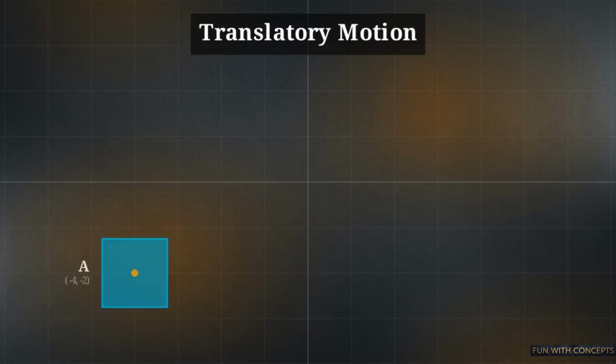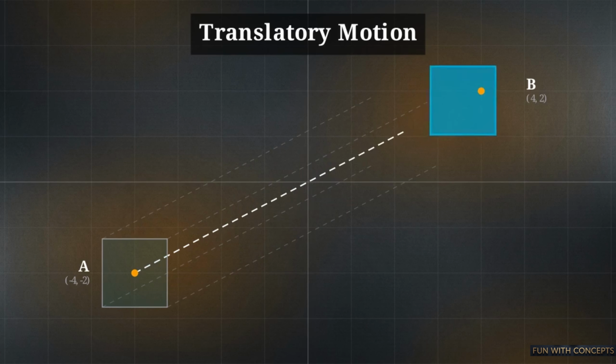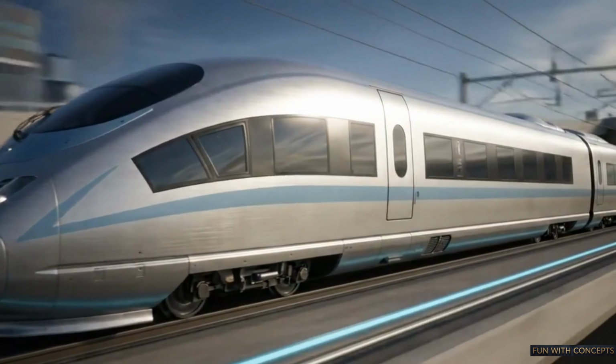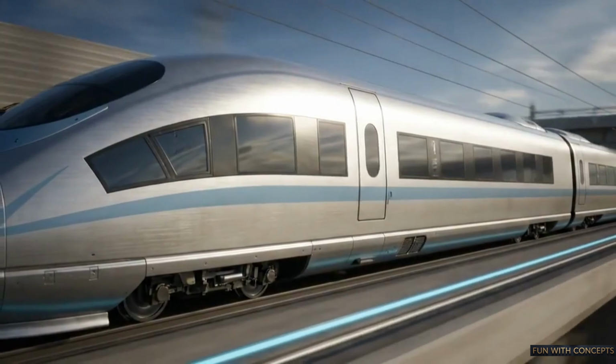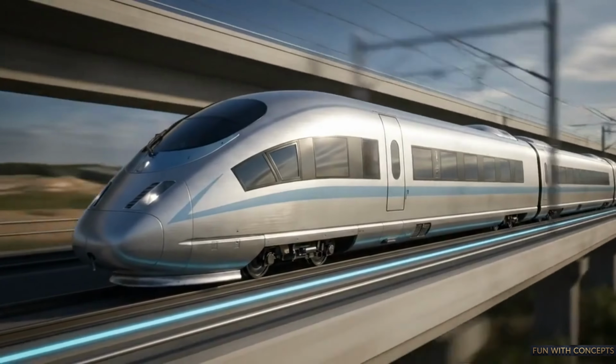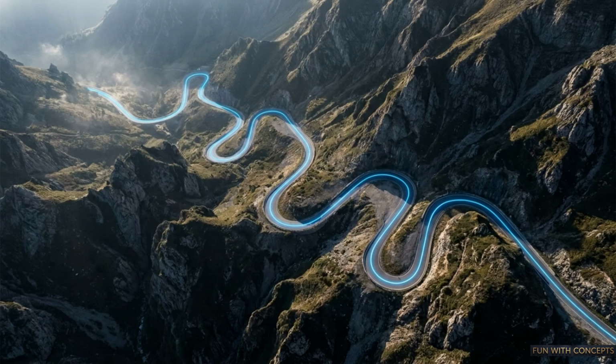We start with translatory motion. This happens when an entire body shifts completely from its original starting point to a new location. When that displacement happens exclusively along a perfectly straight line, it's classified as rectilinear motion. Think of a high-speed train accelerating down a completely straight track. Every single car is covering the exact same linear path, but trajectories aren't always straight.